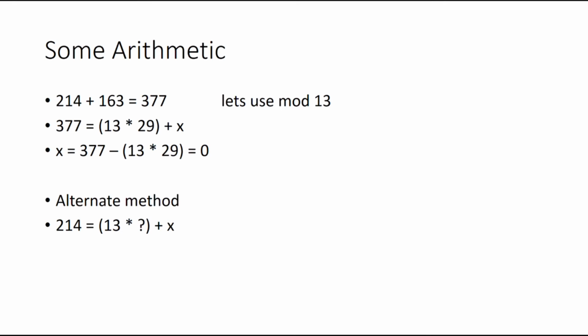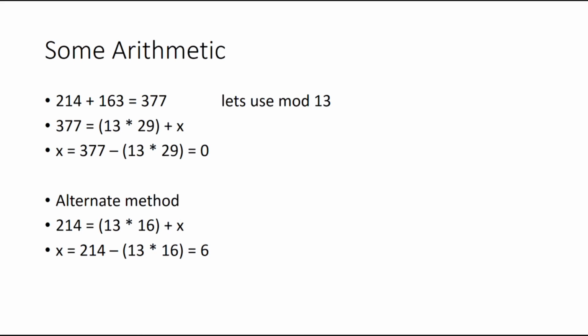Now this alternate method will seem much slower in this case, but with numbers that a calculator can't handle, it is actually a better method because it's making the numbers smaller, and it's a lot more helpful in some ways. For this alternate method, rather than finding the modulus of 377, we're taking the modulus of 214 and 163.